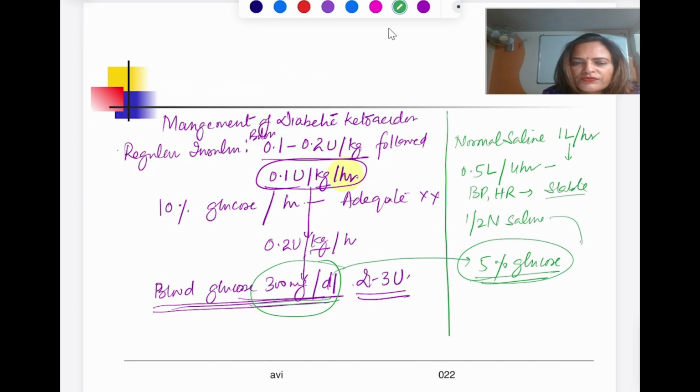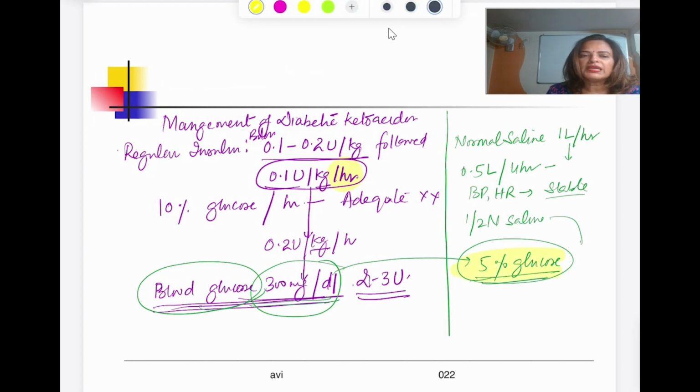Ketoacidosis, right? To remove the ketone bodies from the circulation we need this glucose. So for the peripheral utilization of the ketone bodies we need glucose. Because of that we are going to give this glucose. Now apart from these, the two main things we are giving are regular insulin and normal saline. They are the main things. What else can we give depending on the situation?